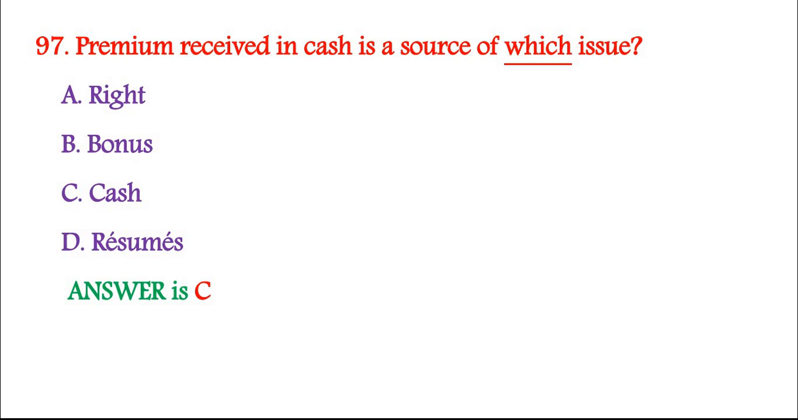97. Premium received in cash is a source of which issue? A. Right. B. Bonus. C. Cash. D. Resumes. Answer is C.